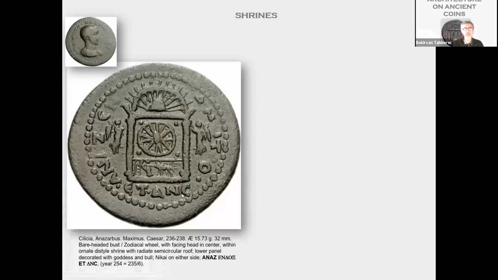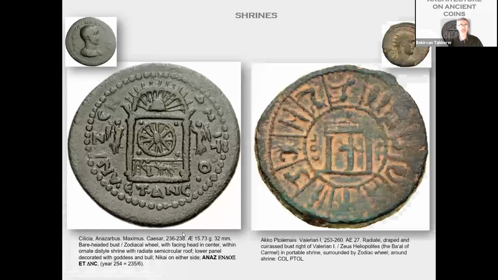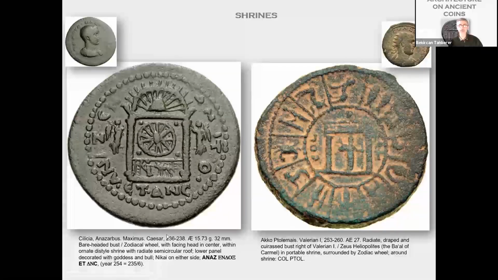The Zodiac Circle, I'm sure you will all agree, is really difficult to depict on such a small space that we see on coins, but it is extremely well represented on quite a few coins. And here is one as part of a shrine at Anazarbus in Cilicia. And here is another one from Acropolis in modern Israel. You have a small shrine, again, surrounded by the zodiacal signs around it.